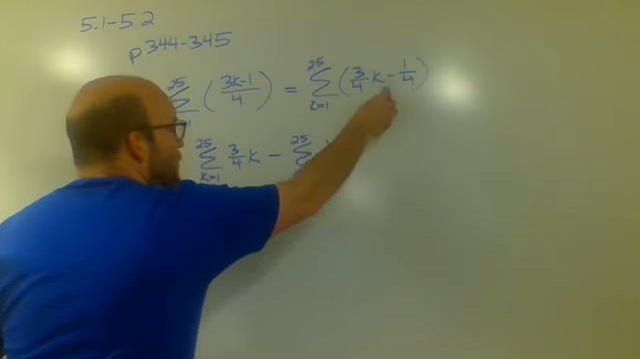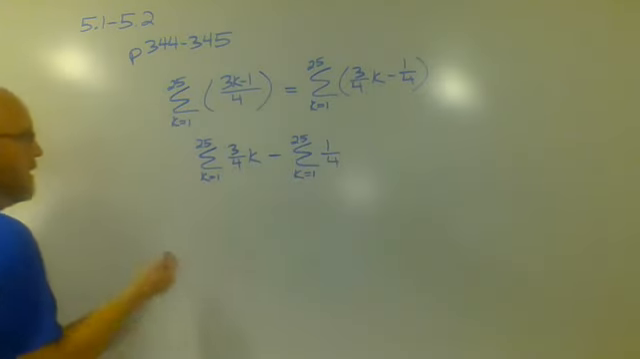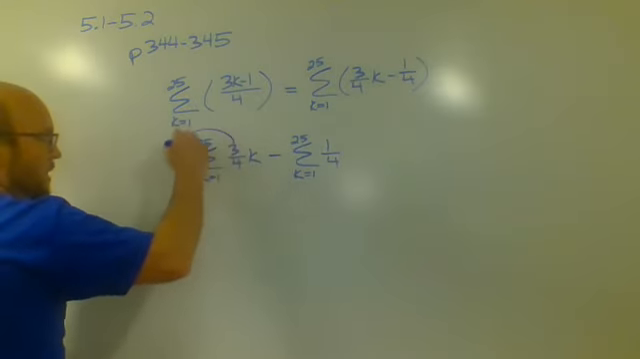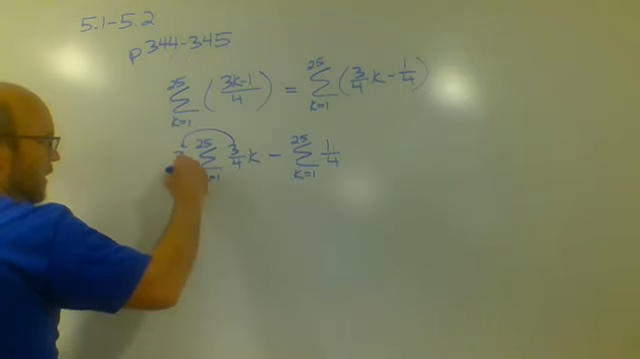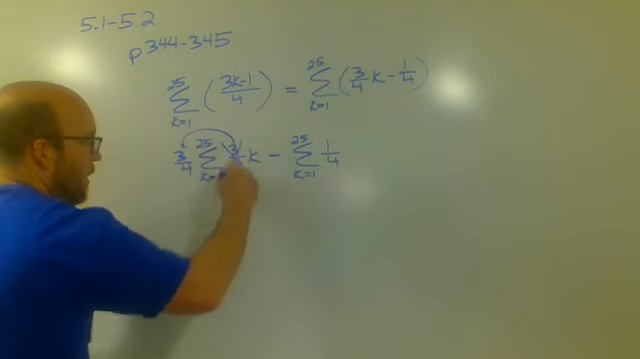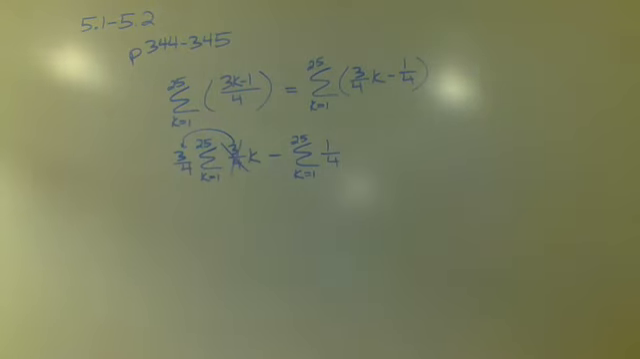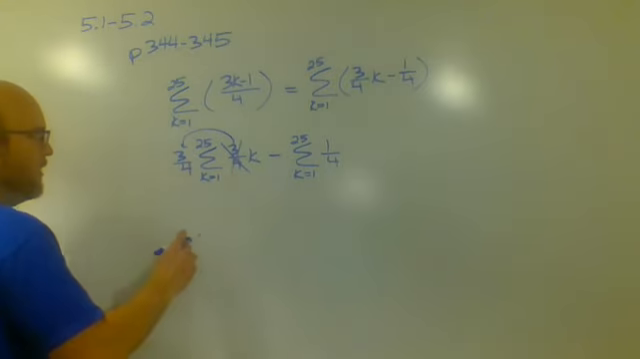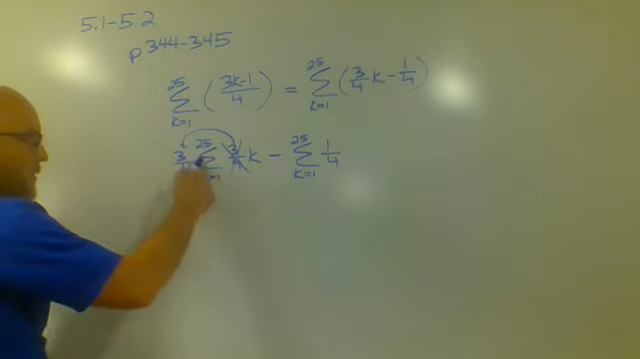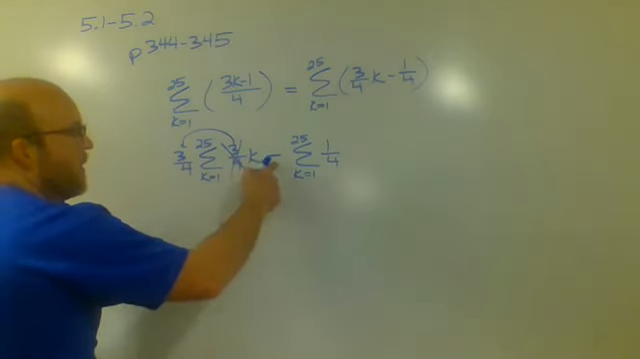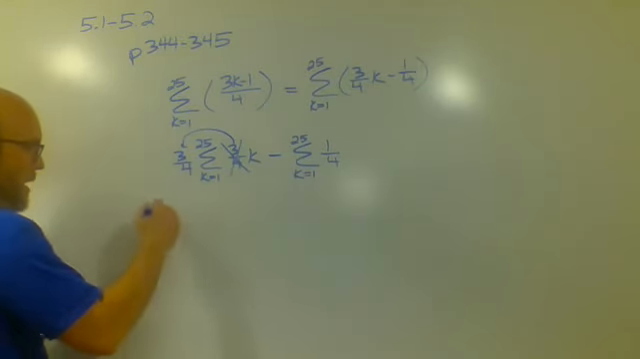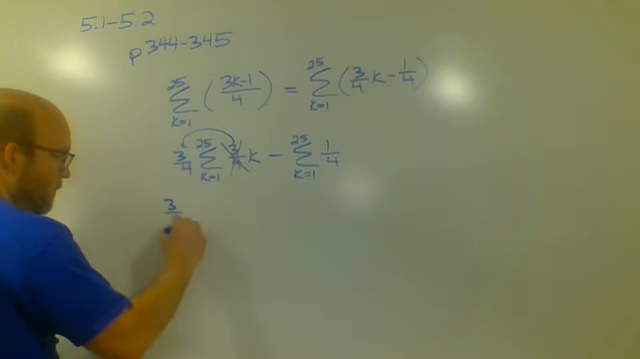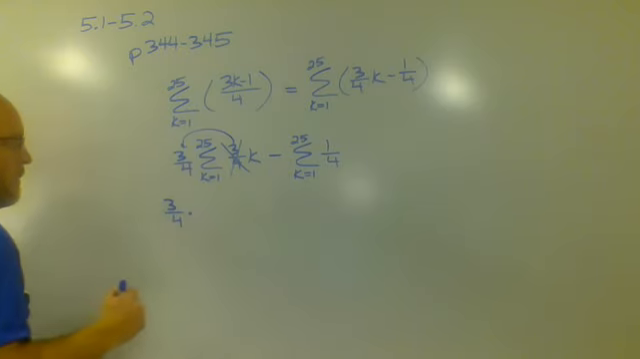So there's nothing we could do here except for break up our subtraction. But now because the 3/4 is a constant, we could throw the 3/4 out in front of our summation. Okay, so we use the sum rule and the constant multiple rule to get this broken down into 3/4 times the sum of k minus the sum of 1/4. And now it's just a matter of using our formula.